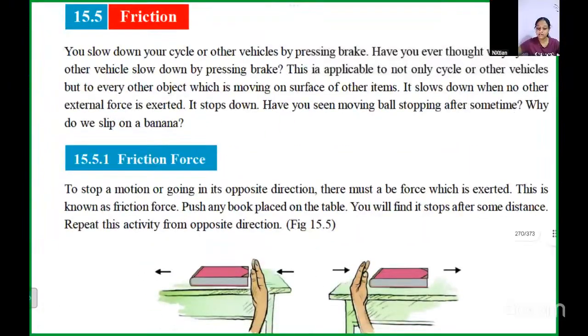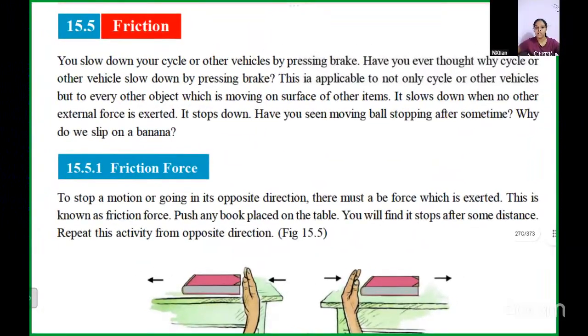today we'll discuss friction. Now, we slow down a cycle or other vehicles by pressing the brake. Have you ever thought why a cycle or other vehicles slow down by pressing the brake? This is applicable not only to cycles or other vehicles, but to every other object which is moving on the surface of other items. It slows down when no other external force is exerted. It stops. Have you seen a moving ball stopping after some time?